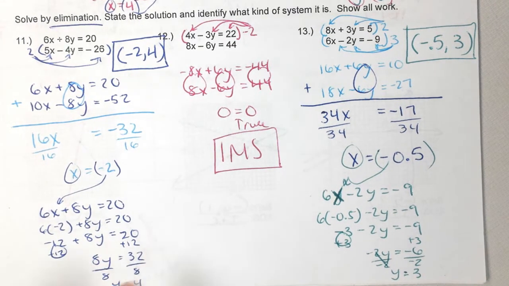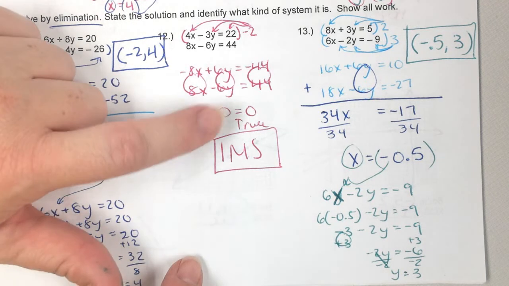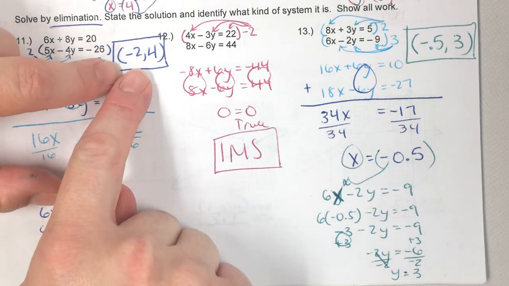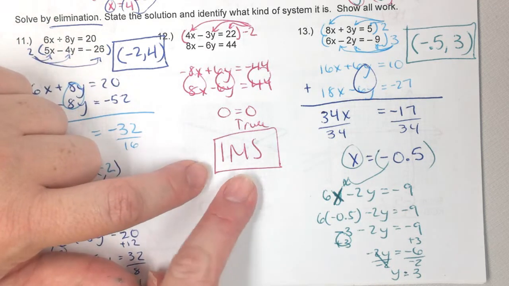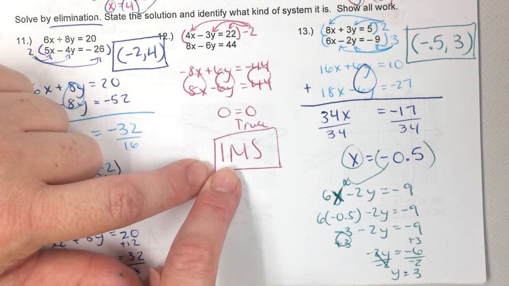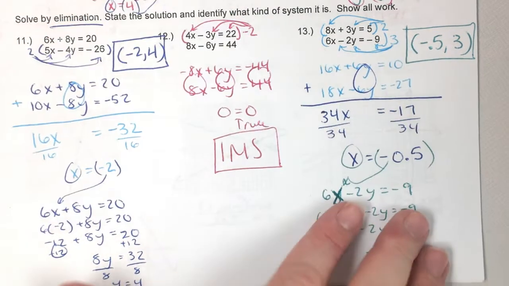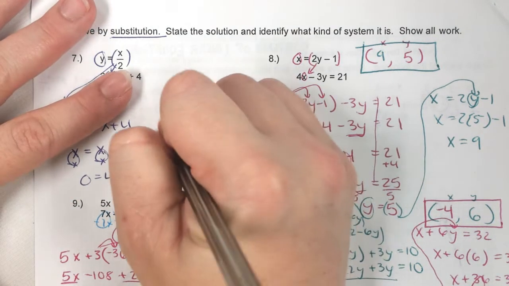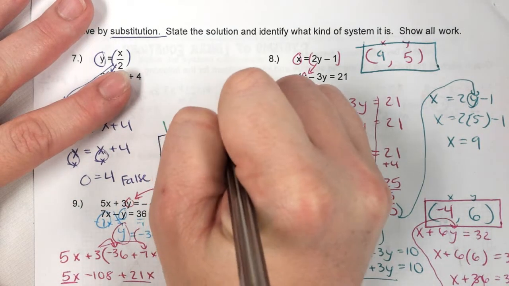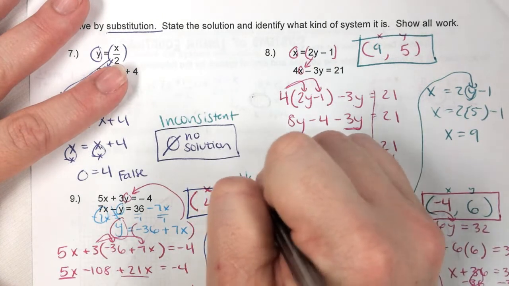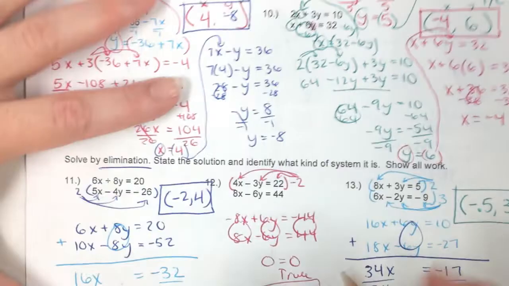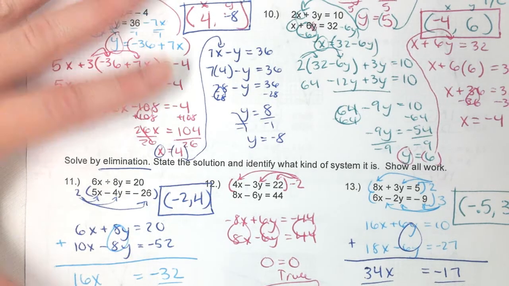So just a reminder on both of these, no solution is when it's false, and when it's true, it's IMS, infinitely many solutions. Also, another thing we could talk about here is this is independent and consistent, right? Because there's one solution. This is dependent and consistent because there's infinitely many solutions. Now, what would this one be? Does anybody remember what it is when it's no solution? It's inconsistent. So these are independent and consistent, independent and consistent, independent and consistent. This is dependent and consistent.